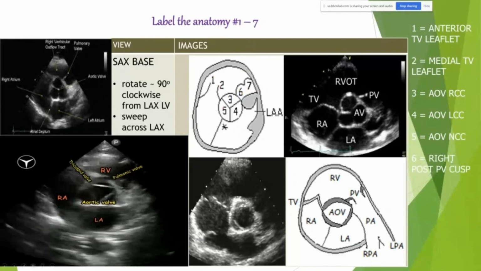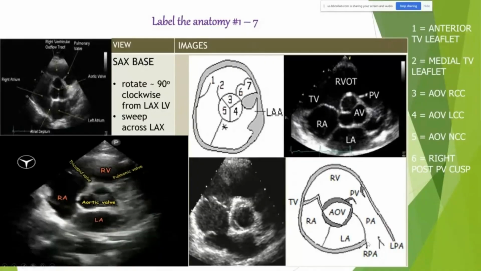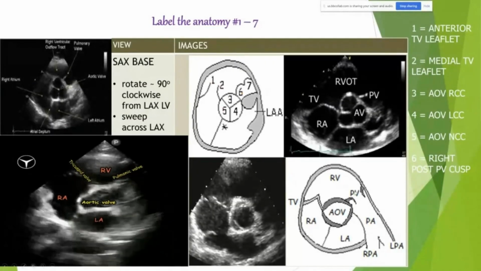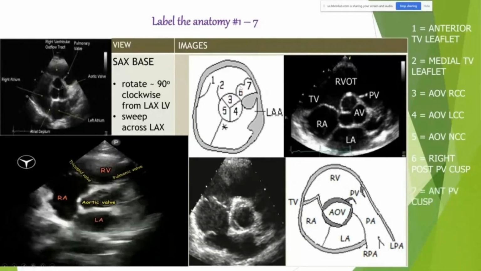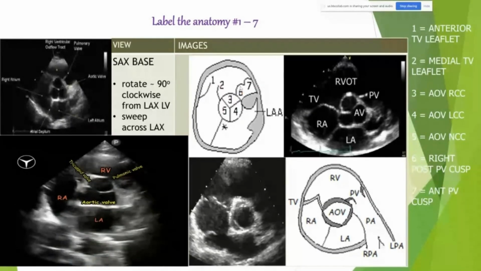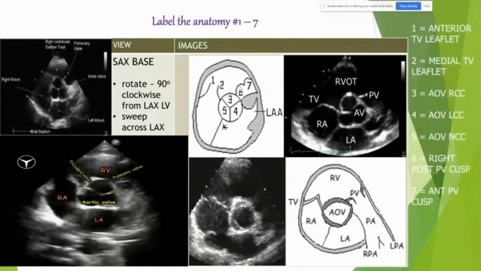I'm actually going to ask you these on a test, I'm sure of it. So you need to know them. This right here is the right posterior pulmonic valve cusp. You need to know that. Right posterior pulmonic valve cusp. Number 7, you have that anterior pulmonic valve cusp. And that's all of them.